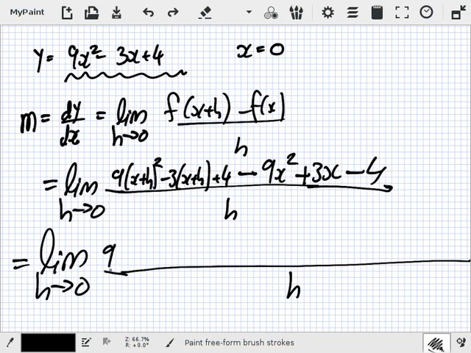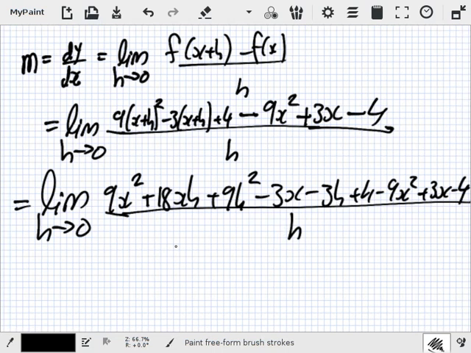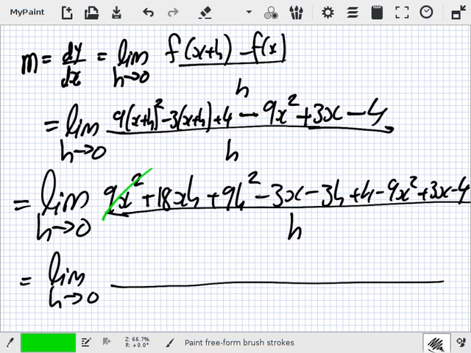So that will be 9x squared plus 18xh plus 9h squared minus 3x minus 3h plus 4 minus 9x squared plus 3x minus 4. What can I cancel here? 9x squared, the 9x squared's gone. The 3x? The 4? Not yet divide, because I can't divide by 0.